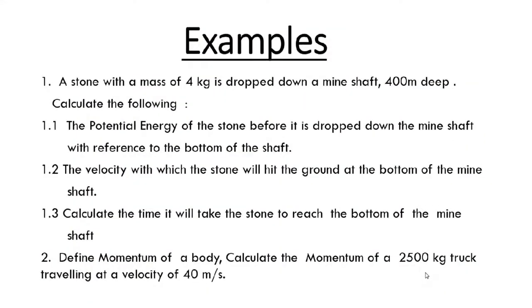Then we go back to our question. The second question, what is it saying? It's saying calculate the velocity with which the stone will hit the ground at the bottom of the mine shaft. Here we are asked to calculate the velocity. The first question that we need to ask ourselves, do we know what is velocity? Yes. Velocity is the rate of change of displacement, meaning to say there is movement which is taking place.